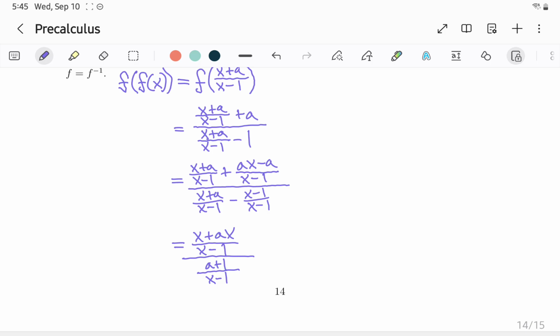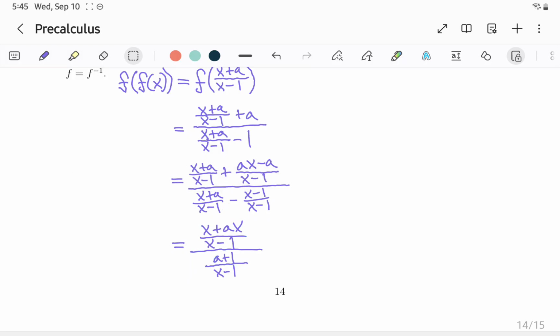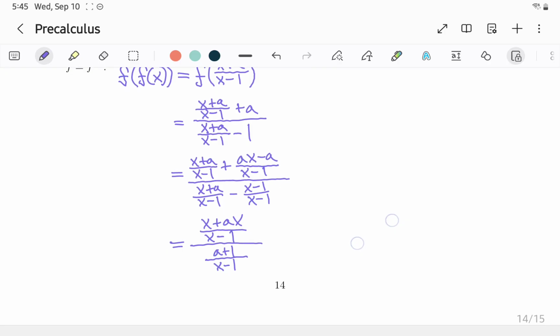So again, whenever we have division by something, we can think about that as being the same as multiplying by its reciprocal. So here we are dividing by a plus 1 over x minus 1. So we can think about that as being the same as multiplying by its reciprocal, which is going to be x minus 1 over a plus 1.